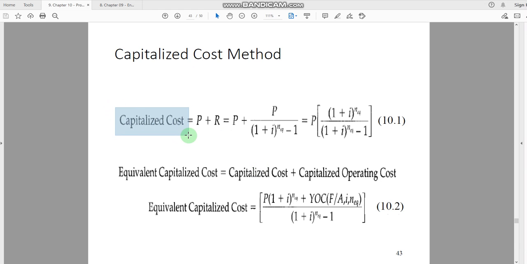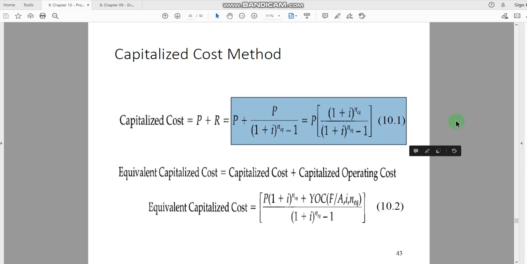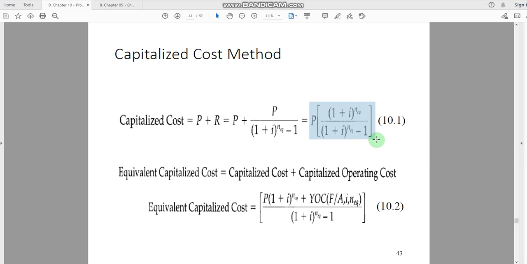First, there is the capitalized cost, which represents the cost of the equipment. So P is the equipment cost and R is the residual amount, and this is an equation you can use. The final version of this equation for the capitalized cost is P, the cost of equipment, with this factor 1 plus i, where i is the interest rate, and n equivalent is the expected life of the equipment.